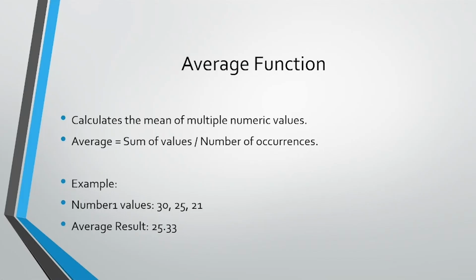A second one is the average function. The average function calculates the average of multiple numeric inputs. It first calculates the total sum of all numbers and then divides it by the number of occurrences. In this example, the values inside the number 1 element are averaged and the calculated value is mapped to the result element.